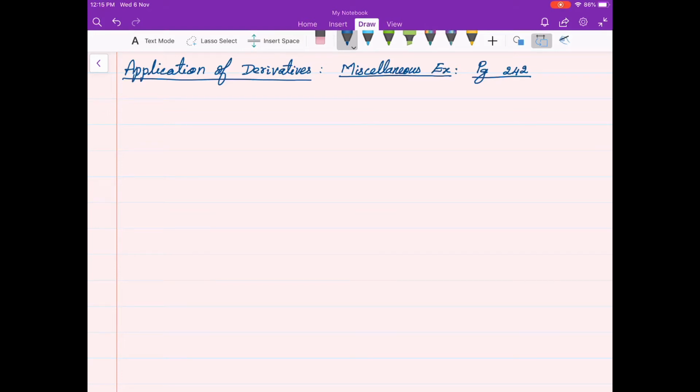Application of derivatives, miscellaneous exercise, page number 242. Let us continue maxima minima questions. Question number 8. This is an important question.